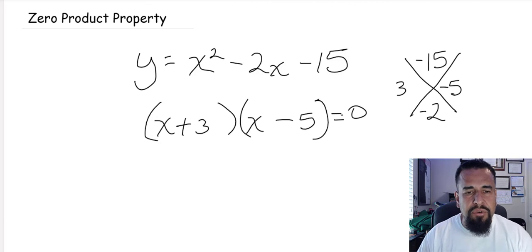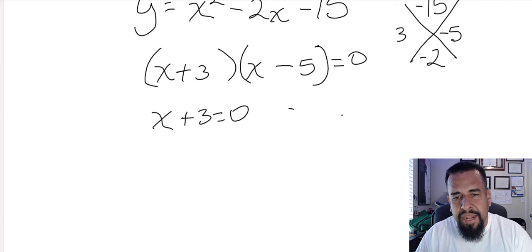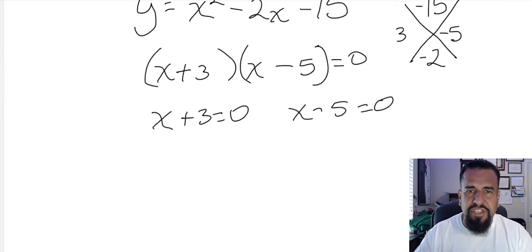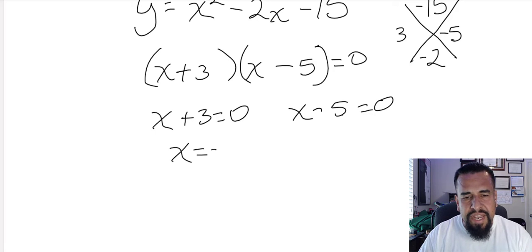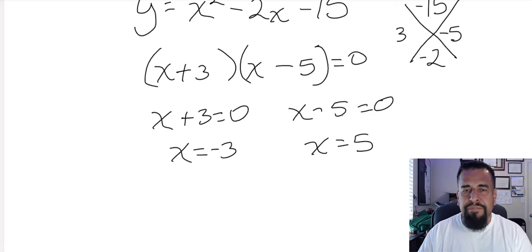So what I'm going to do is set both of them equal to 0. X plus 3 equals 0, and x minus 5 equals 0. At this point, it's just a one step equation on each one. So here we have x equals negative 3, and this one is x equals positive 5.